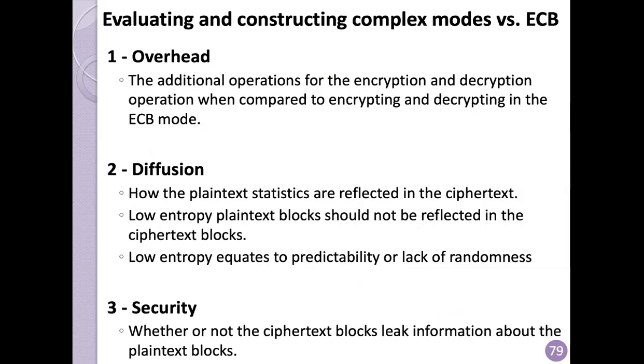Okay, let's define some features that we expect to see from different modes. Of course, we don't want to work with the ECB mode. ECB is very simple and not efficient. But how should we build more efficient or better modes of encryption to encrypt larger portions of data, blocks which are wider than the block that our algorithm accepts? There are some criteria that I'm going to talk about.